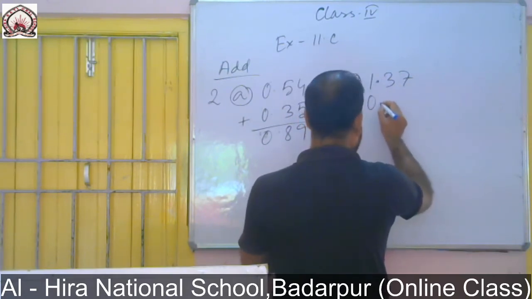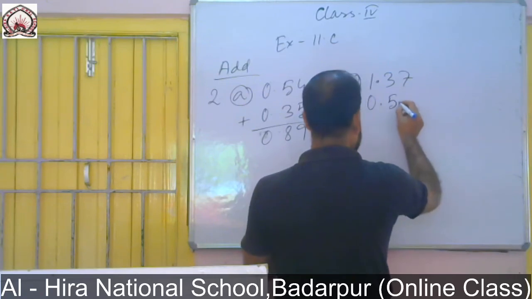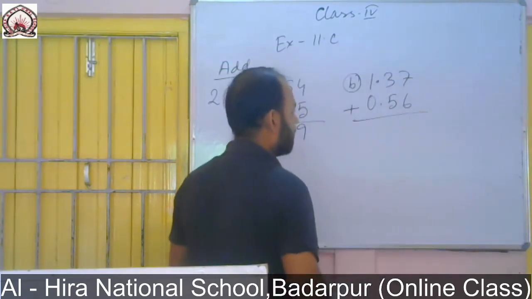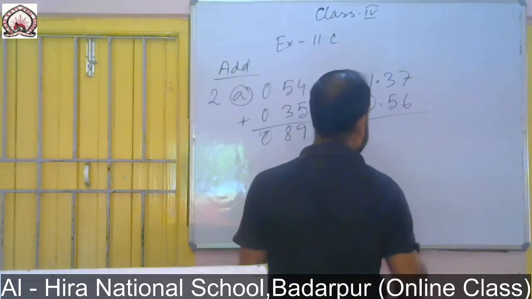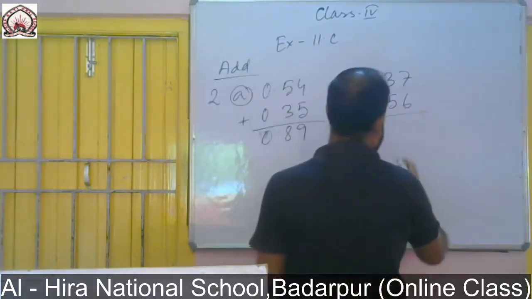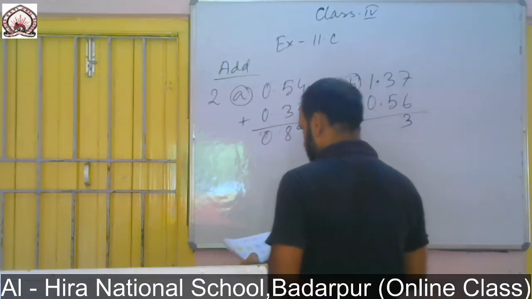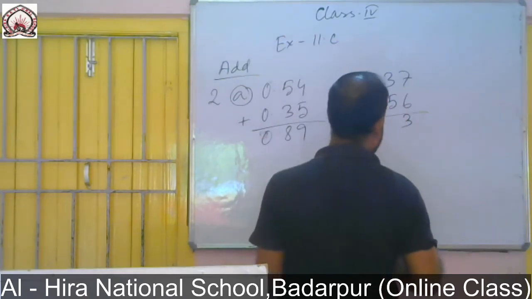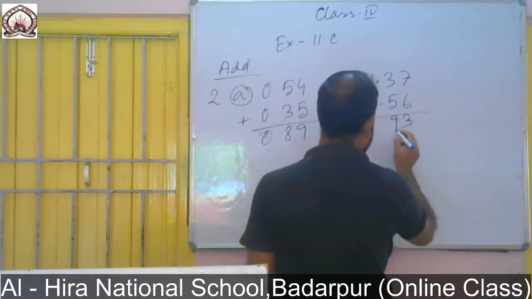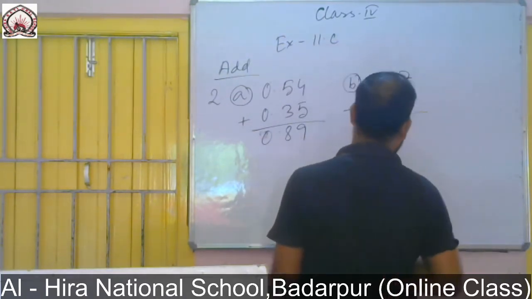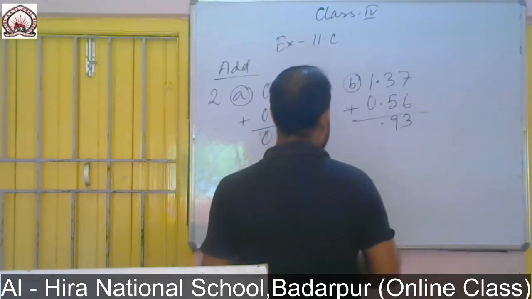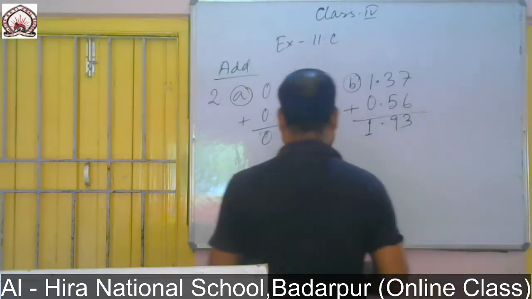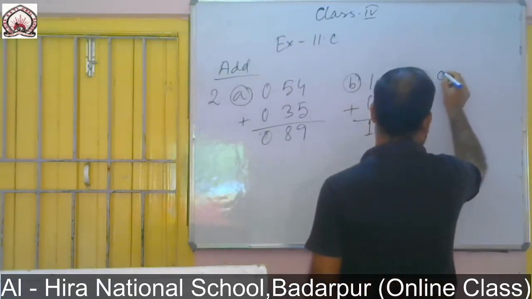1.37 plus 0.56. Here 6 plus 7 is equal to 13, 3, 1 in my hand. Here 5 plus 3 is 8, 8 plus 1 is equal to 9, point here. So answer is 1.93. Question number C.